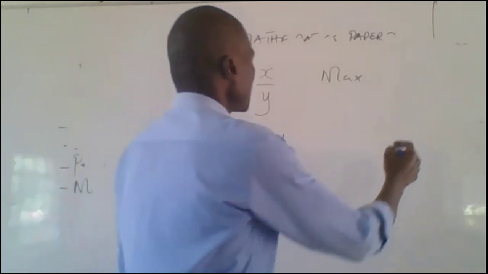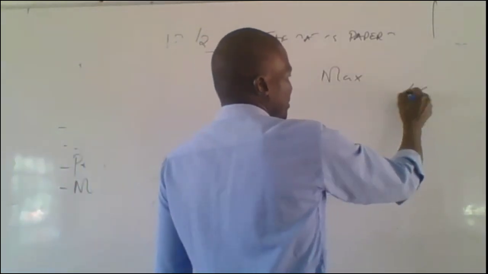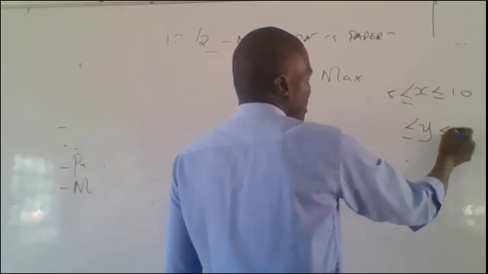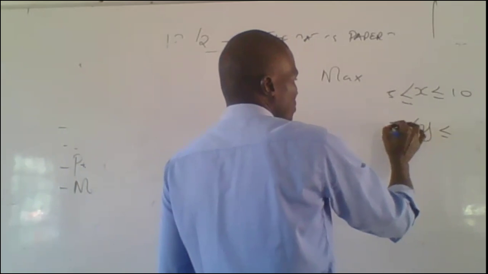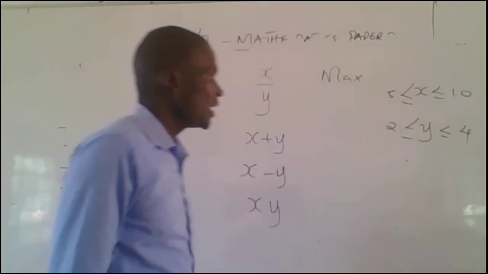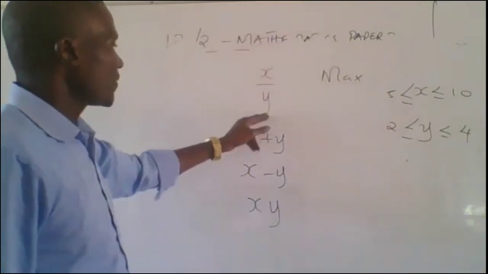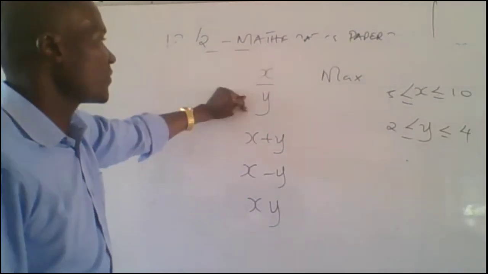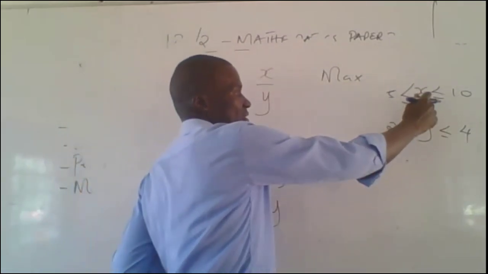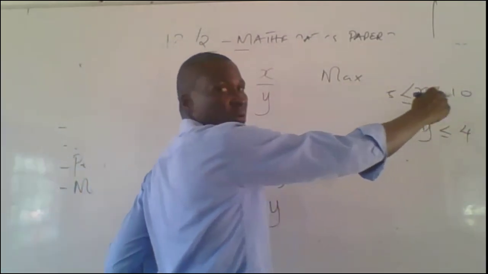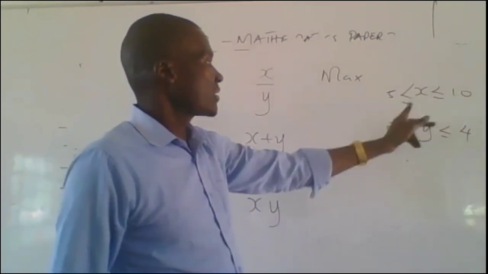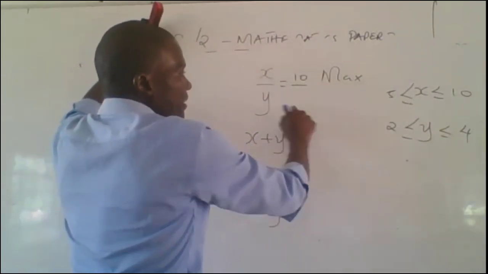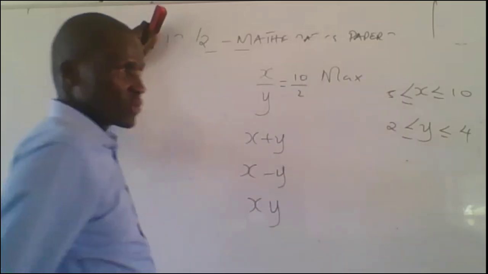For example, someone says that X ranges between 5 and 10, and then Y ranges between, let's say, 2 and 4. So how do we get the maximum of X over Y? Maximum of X over Y will be the maximum of X divided by the minimum of Y. If I look at X is ranging from 5 to 10, meaning the maximum of X is 10, the minimum of X is that. So for the maximum value here, I'll get 10 over the minimum of Y, which is 2, and that will be 5.